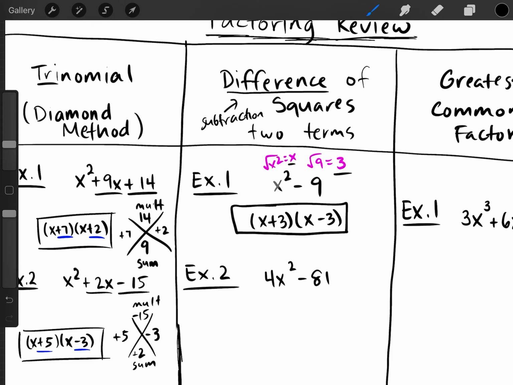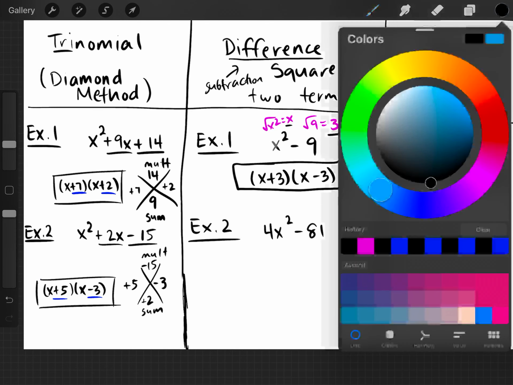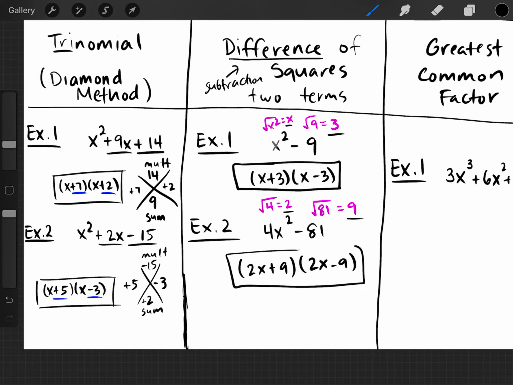Now you look at the one below it, the second example, 4x squared minus 81. Do we know the square root of both of those? And we do, right? We know that the square root of 4 is 2. We know that the square root of 81 is 9, which then means, again, we can jump to our factored form. In this case, it's 2x plus 9, 2x minus 9. Again, that's from our difference of squares. We can do that when we know the square root of those numbers and when it's a binomial.